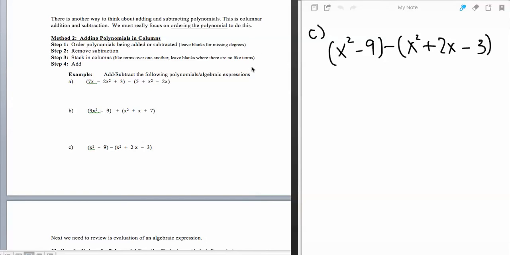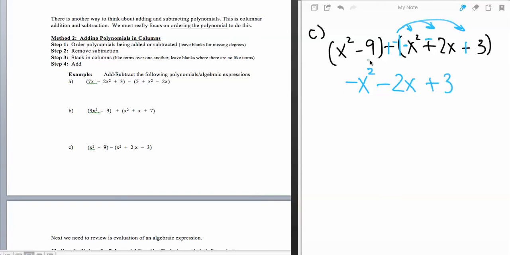All right, one more example of adding polynomials in columns for section 7.1. This one we're going to be doing both an addition, changing subtraction to addition, and then the ordering of a polynomial that has a missing degree term. So I'm going to say plus a -1 times, and then I'm going to distribute this through the second polynomial here. So I'll get a negative there, a negative there, and a positive there. So I'm going to rewrite that as a negative x squared, and then minus a 2x, and then plus 3.